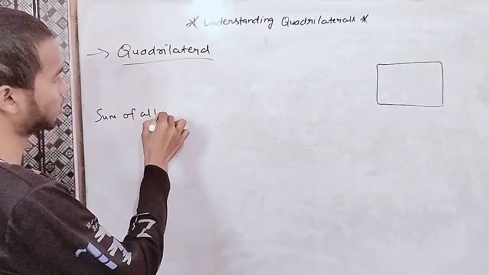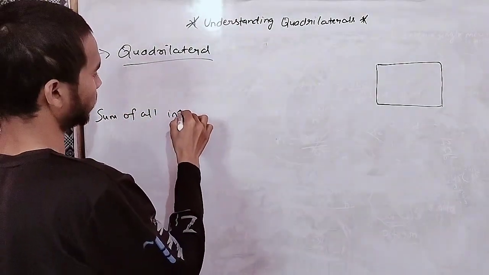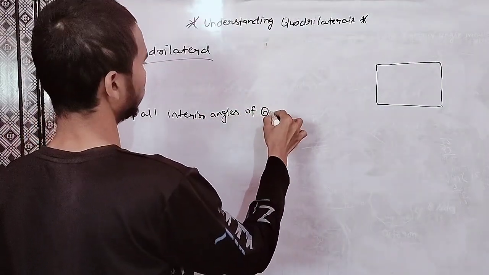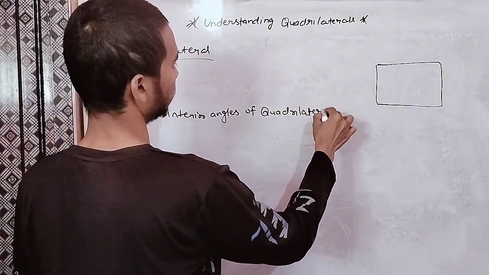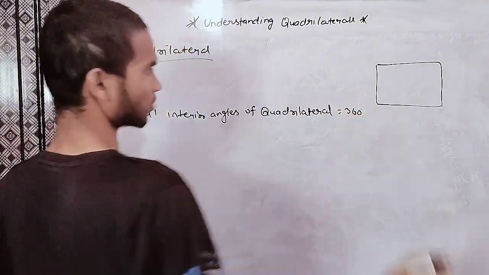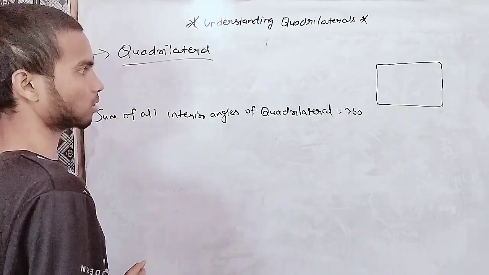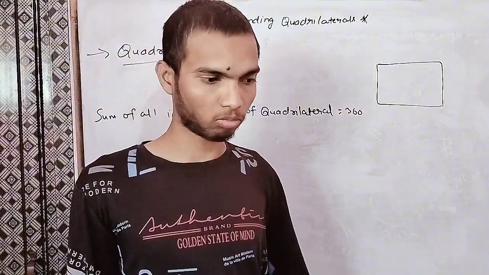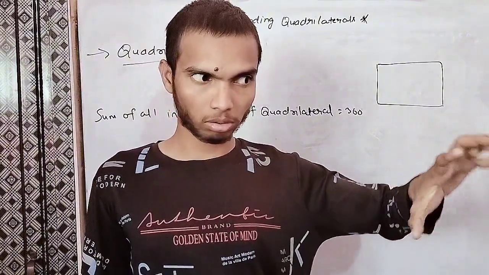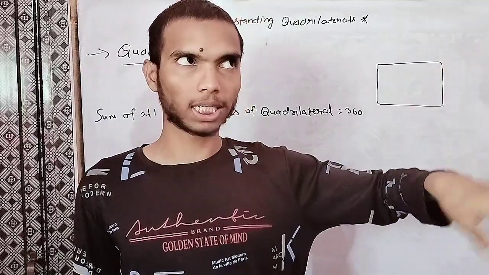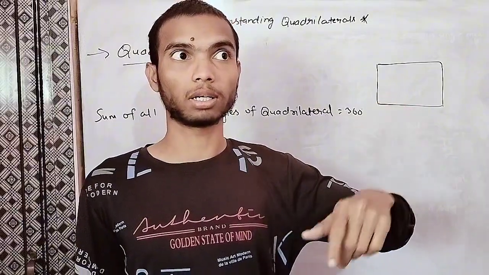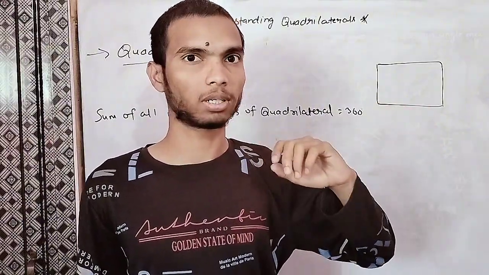Now one more point. The sum of all interior angles of a quadrilateral will be how much? 360. Always remember. Previously we saw that the sum of all interior angles of a polygon is (n minus 2) multiplied by 180.